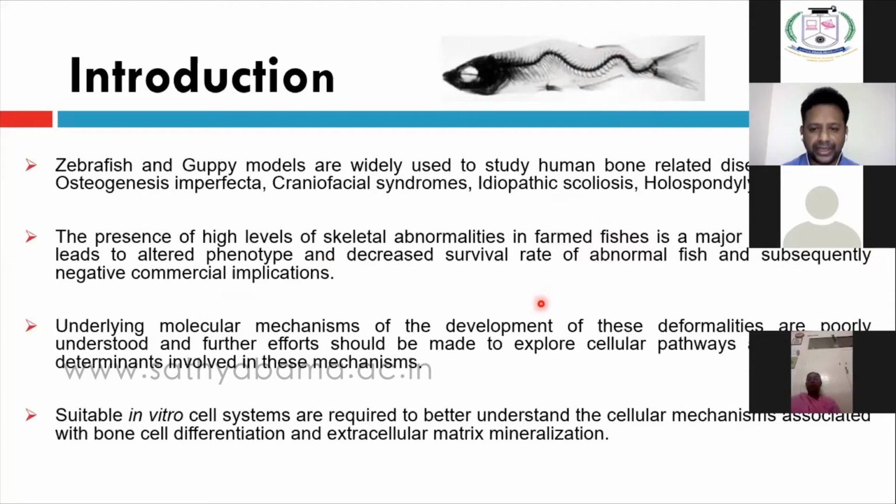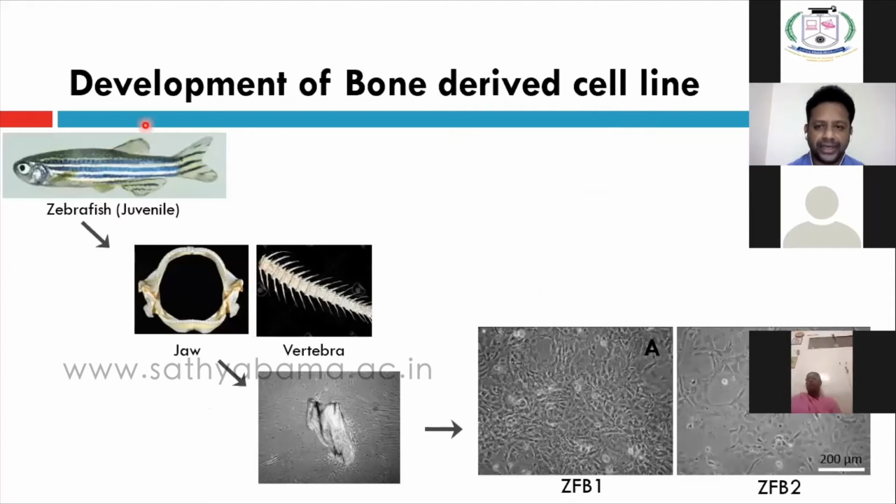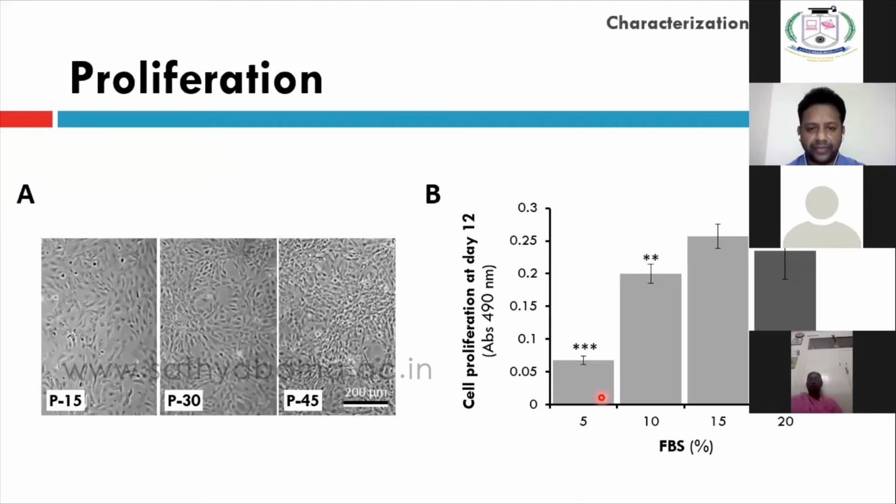So we planned to develop a cell line from bone. For that we used the experimental model zebrafish. From that we took the calcified tissues like vertebra and jaw, and started developing a primary culture. We used the explant method; an explant is a small piece of bone, a vertebra. You could see the cells coming out of this piece of vertebra. We did both the enzymatic method as well as the explant method. So we got two cell lines. One we named ZFB1 and another ZFB2, but we characterized only ZFB1.